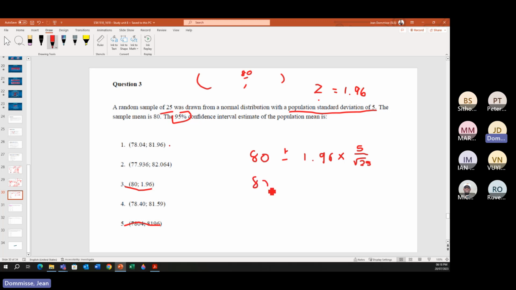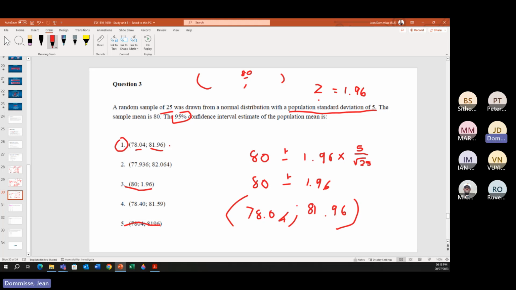So we will work with 80 plus minus 1.96. My top one will be 81.96, which is that. My bottom one will then be 78.04. Close. Those two were close, both of them. So that was just swapped around. There's your 78.04. Okay, so that would have been your answer.